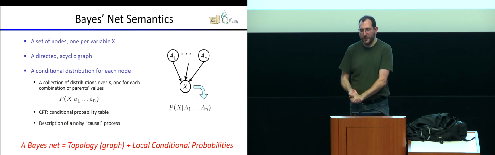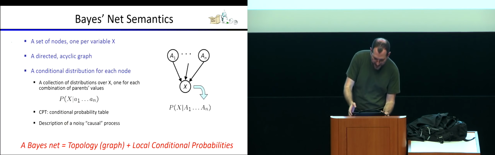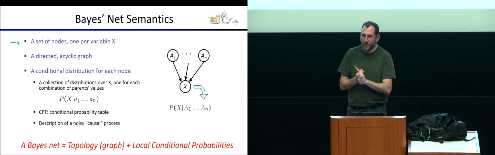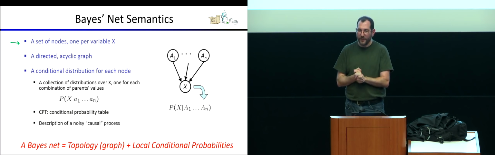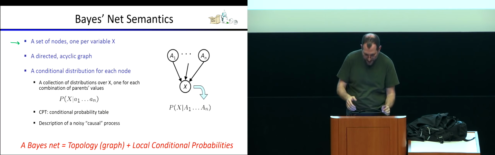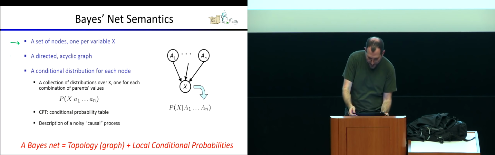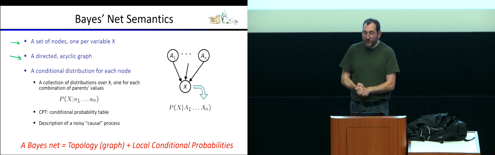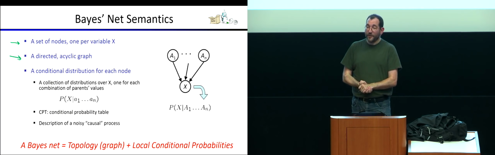So, here we go, the full definition. A Bayes net is a set of nodes, one per variable X. Okay, so every variable in the graph is a variable in the joint distribution. I have a directed acyclic graph over those nodes. So there are arrows between them, and there are no cycles.